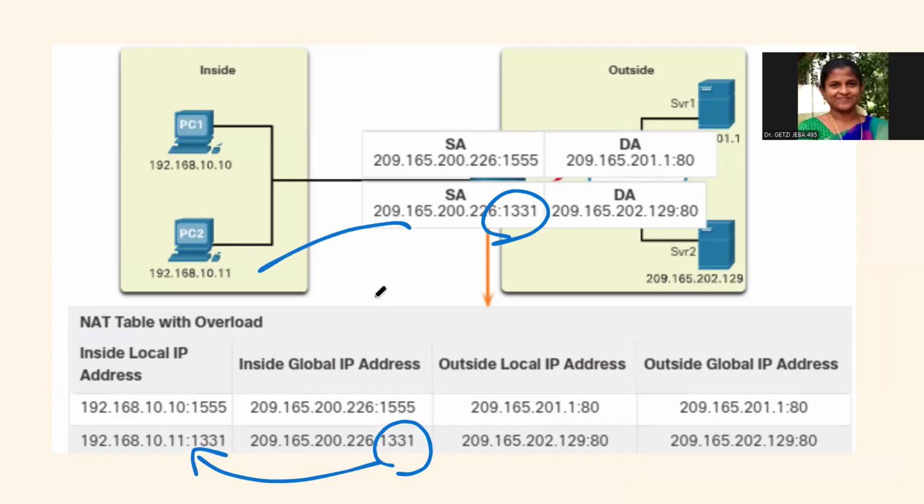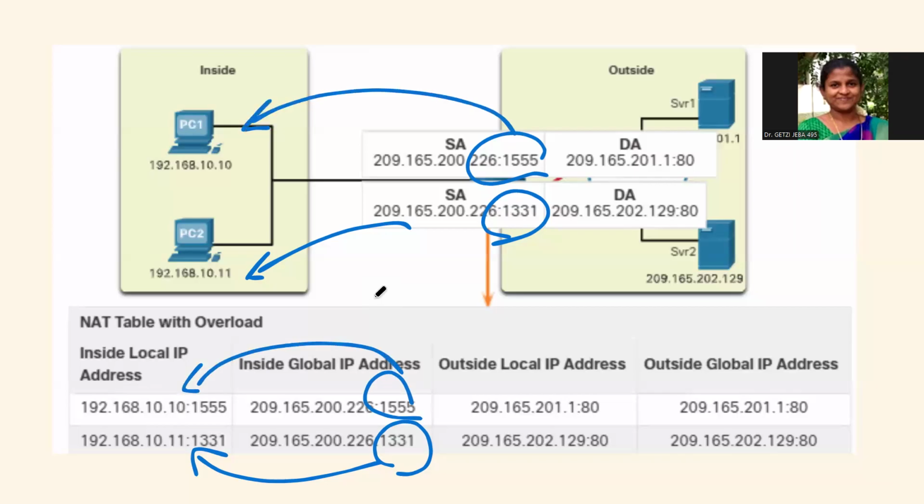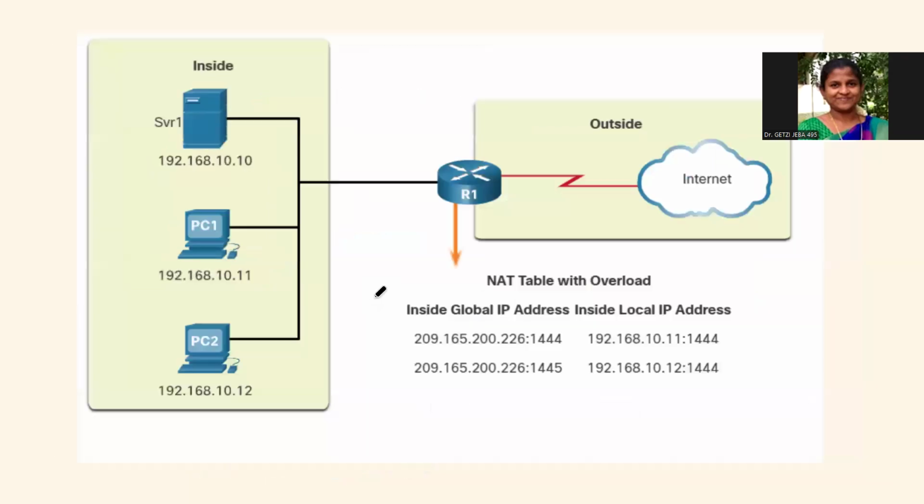So let me put the packet to this host. Similarly, 1555. Now it will check its routing table. So 1555 is nothing but this one. So let me put the packet to here. Okay, so this is how the port address translation is done.